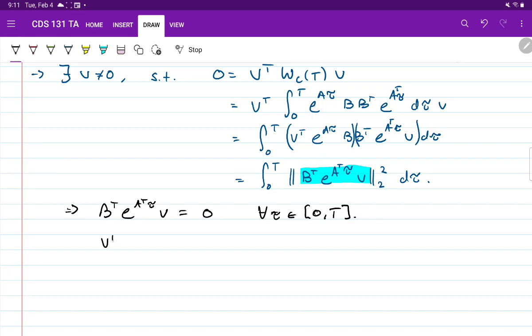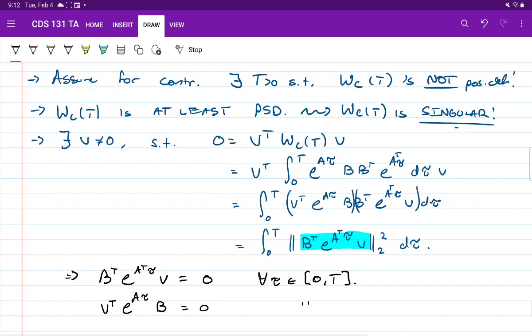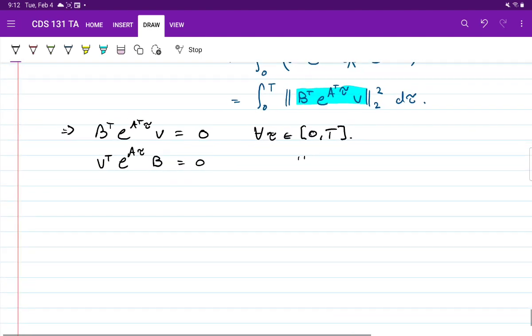Now, alternatively, I could just write this as the transpose. V transpose times e to the a tau times b equals 0. And this also holds for all tau in 0 comma t. Okay, so what happens? Well, what we're going to do now is reach a contradiction by picking a very special initial condition, all right?